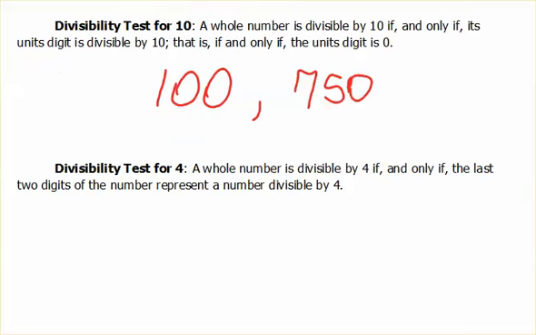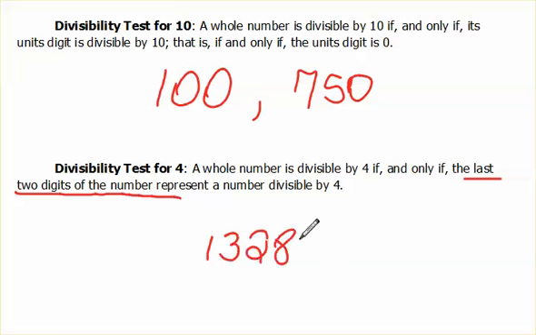Now, one you may not be very familiar with is the divisibility test for 4. We can look at a number and see very quickly and easily whether it's divisible by 4 just by looking at the last 2 digits of the number. If the last 2 digits are divisible by 4, then the entire number is divisible by 4. So let's say I had a number like 1328. I can tell right away that it is divisible by 4 because 28 is divisible by 4.